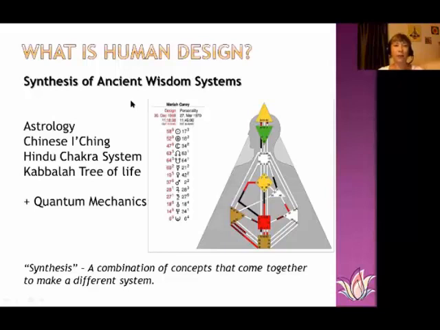So human design is a synthesis of all of these ancient wisdom systems: astrology, the Chinese I Ching, the Hindu chakra system, the Kabbalah tree of life, and then it shows us how we're activated to live our lives through these themes that are represented in these wisdom systems through the lens of quantum mechanics.